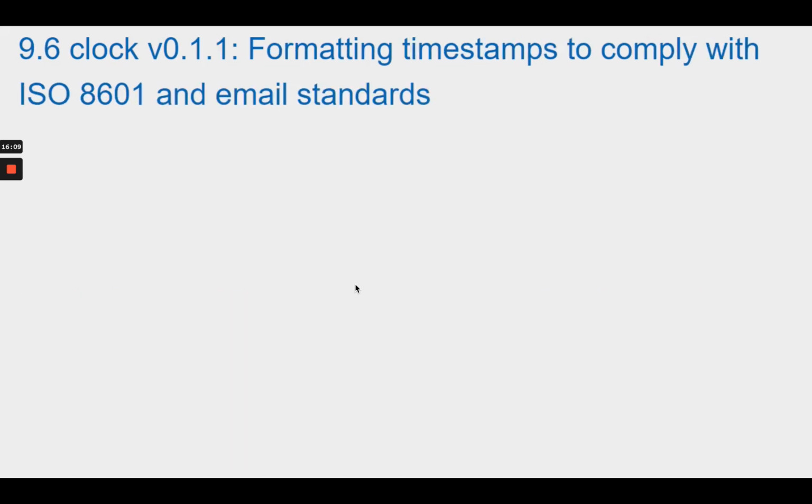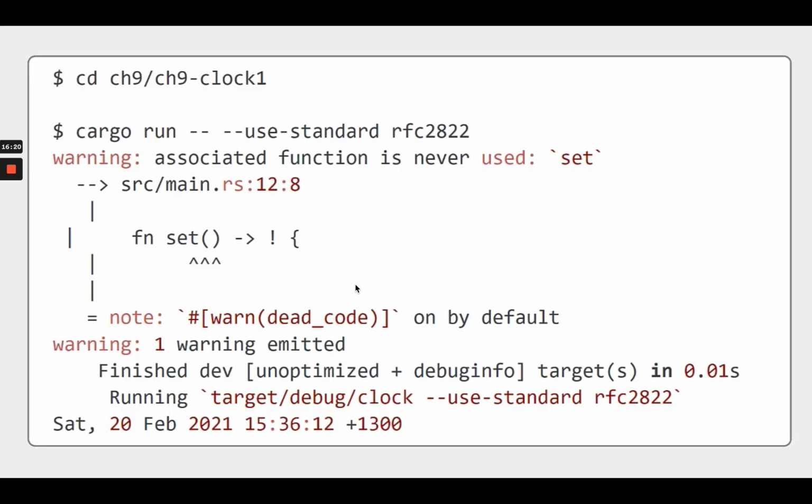Section 9.6. Clock version 0.1.1. Formatting timestamps to comply with ISO 8601 and email standards. The application that we'll create is called Clock, which reports the current time. You'll find the full application in listing 9.7. Throughout the chapter, the application will be incrementally enhanced to support setting the time manually and via NTP. For the moment, however, the following code shows us the result of compiling and running the code from listing 9.8 and sending it the --use-standard timestamp flag.